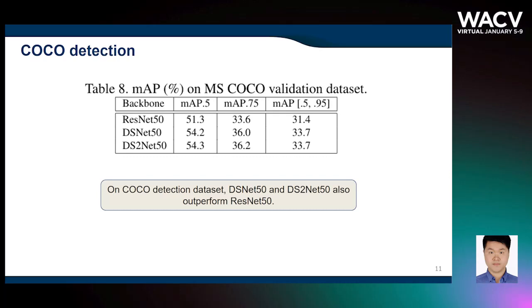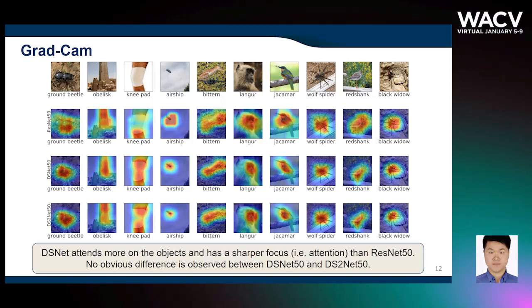The GradCam results show at which part of the image the network focuses on for classification. The results show that DSNet attends more on the objects and has a sharper focus than ResNet 50, which partially explains why DSNet and DS2Net outperform their counterpart ResNet.